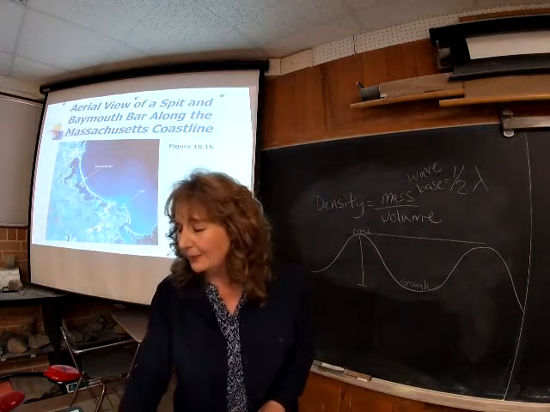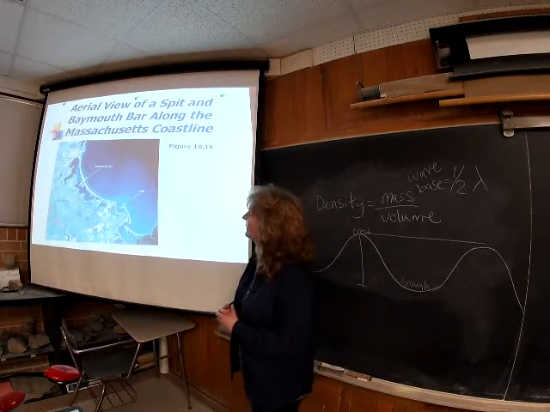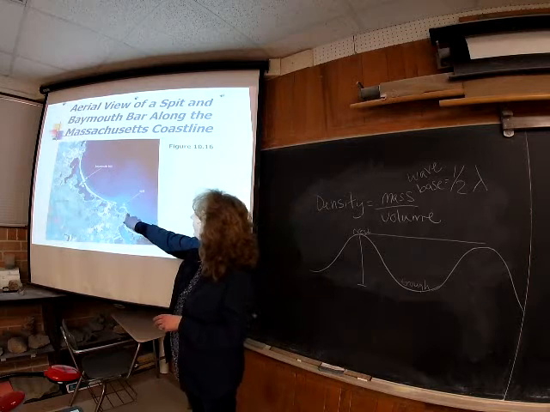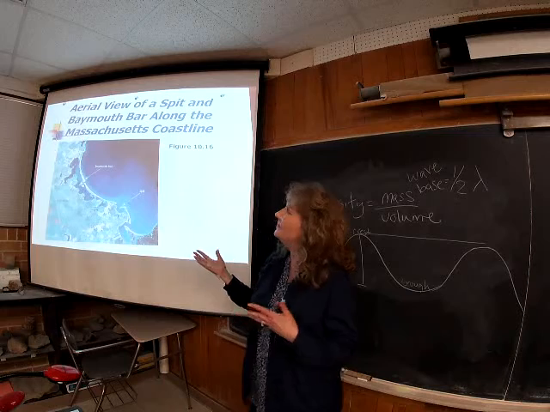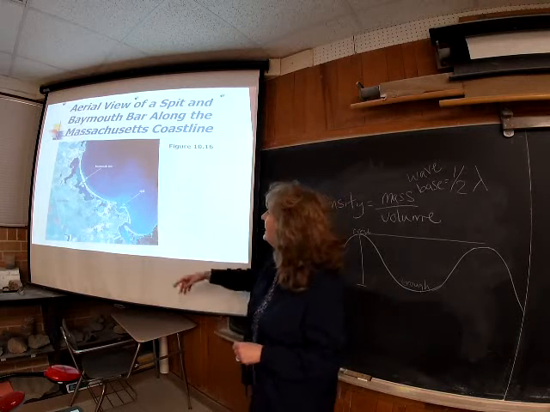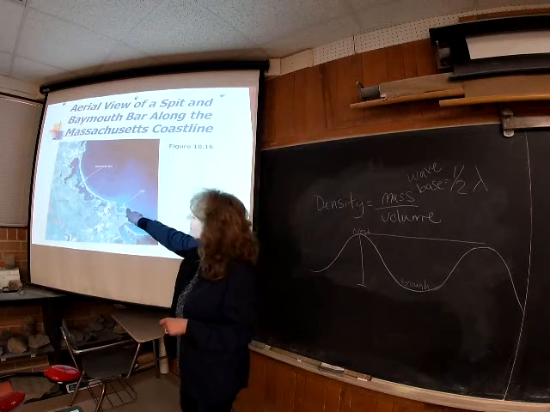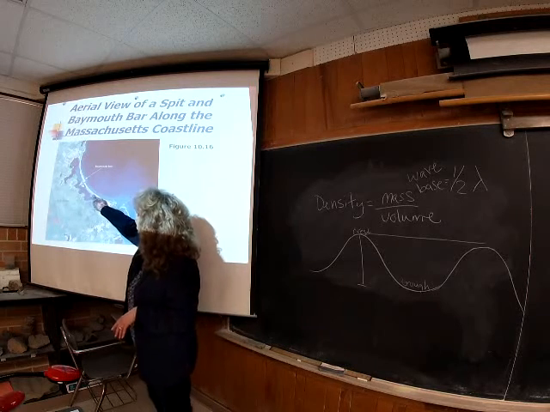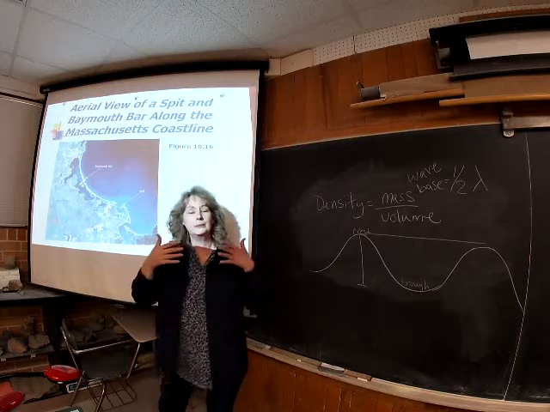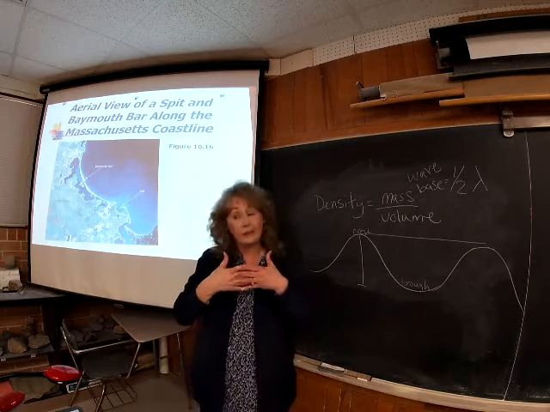Here's another bay mouth bar, a view of a spit and a bay mouth bar. So there's a little hook projection. Again, this is on our east coast, Massachusetts coastline. There's a little spit projection. You can see the little hook. Here is where we've had the bay mouth bar. So it actually had sand build up and block off the bay.